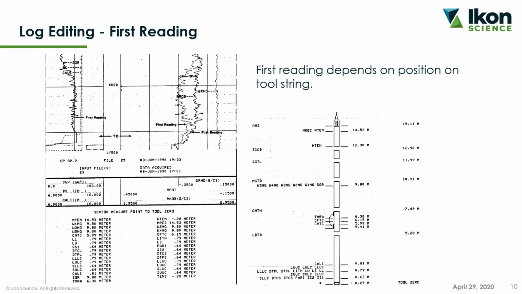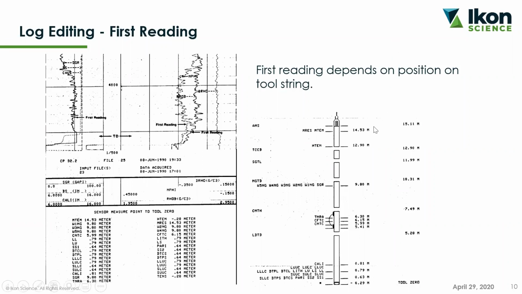So you need to make sure that anything that's been recorded below that first reading point is removed, so you don't splice it to another section below if they've drilled a deeper section, for example. So the first reading for each of the tools is different depending on where it is on the tool string.